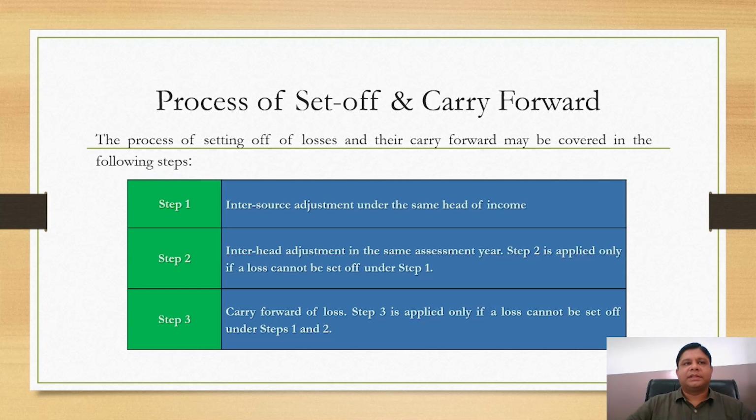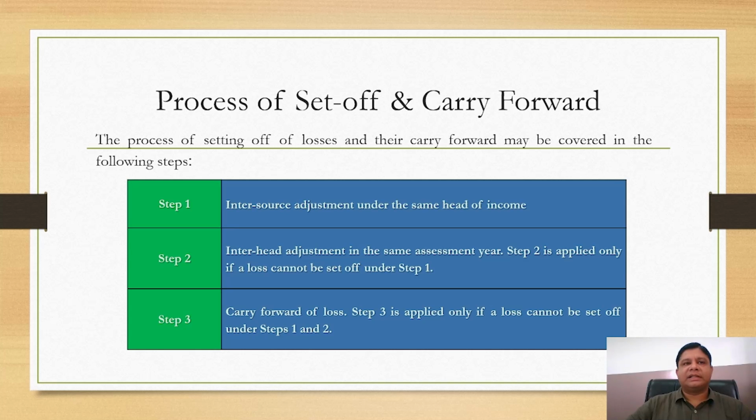Fourth exception, loss from activity of owning and maintaining racehorses. Fifth exception, loss under the head income from house property, etc. Now, talking about step 3 of the process of set off and carry forward of losses. Carry forward of loss, step 3, is applied only if loss cannot be set off under step 1 and 2.